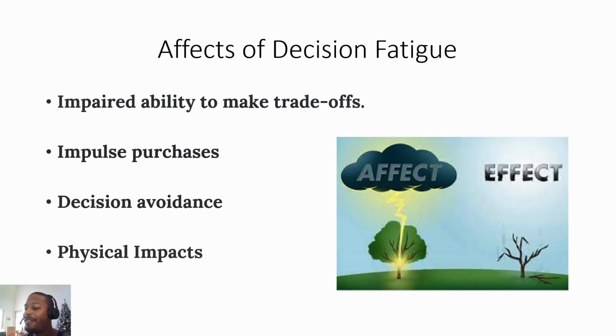So the impaired ability to make the trade-off of one thing for another is going to be one of the biggest effects of decision fatigue, and leads to making poor choices. You want to try to eliminate that, because you obviously don't want to make too many wrong choices in the market, because that's just going to wipe your account away.